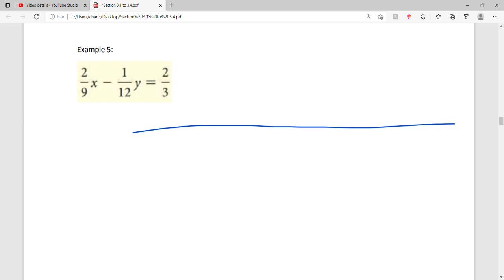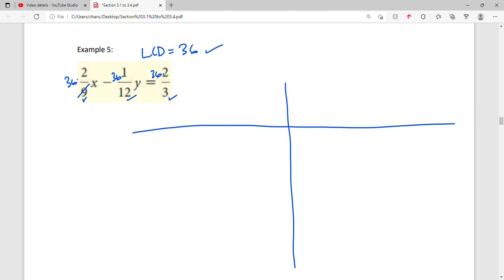Example 5, same process, except we'll have to deal with the fractions. What I recommend that you do is get rid of the fractions first before you even start the problem. So let's look for the LCD. And what is our LCD? Well, we have 9, 12, and 3. So what number is divisible by all 3? Well, that's 36. And you could get that from guessing or using the prime factorization. So let's multiply 36 to everything, and then we'll simplify.